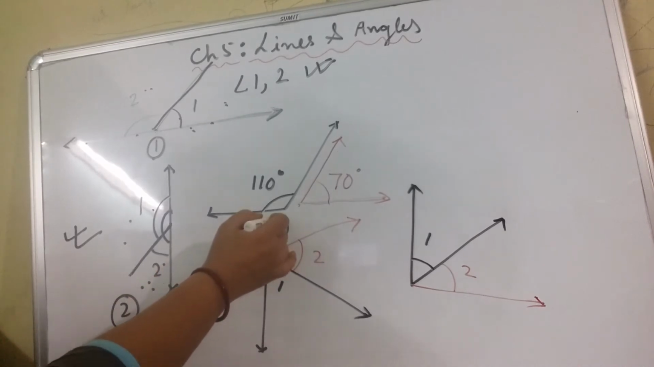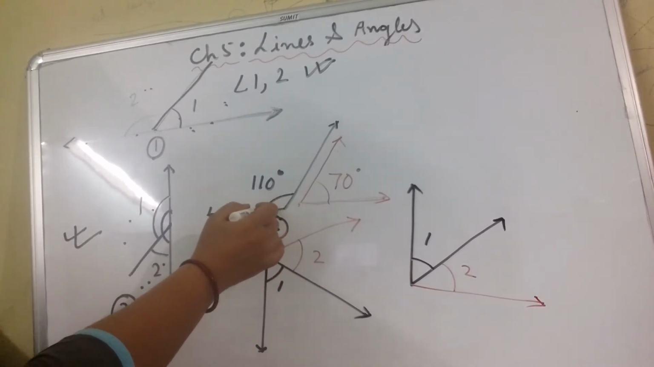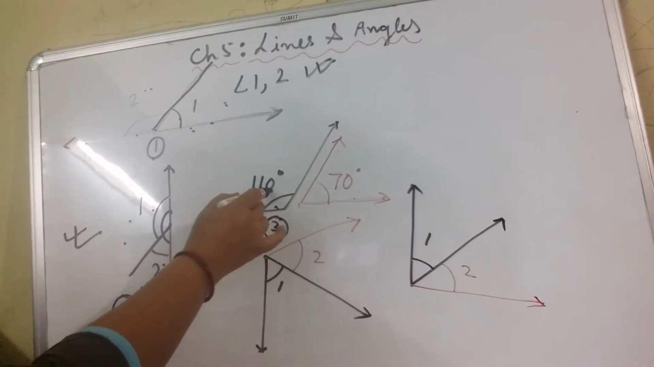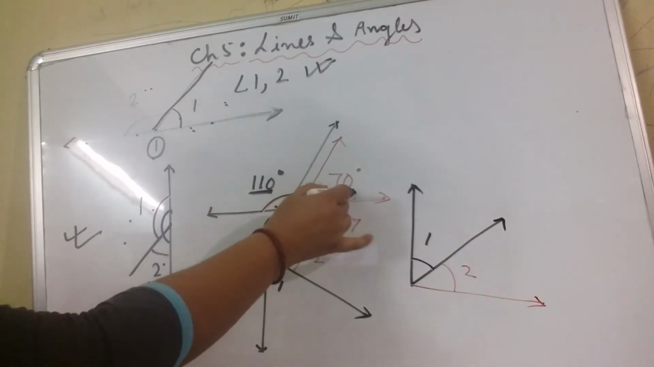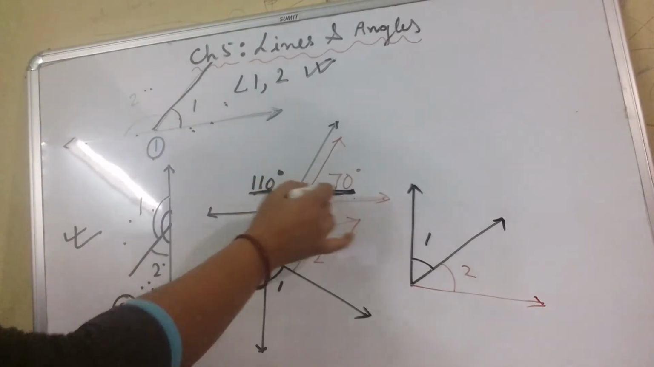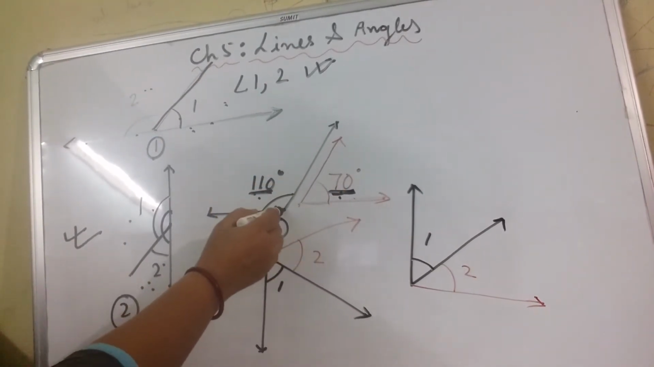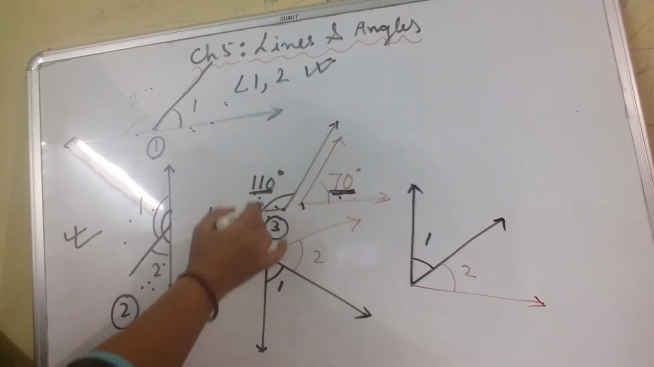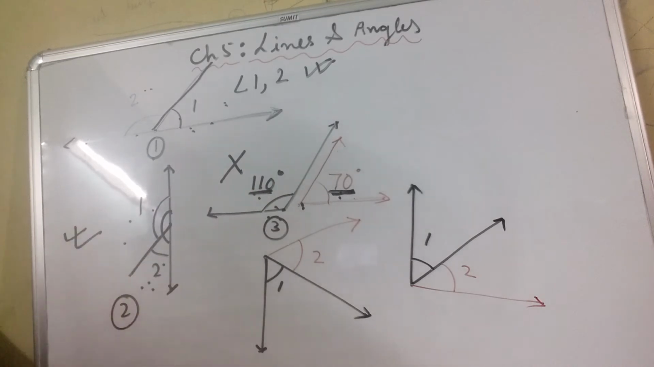Now come to this figure. This angle and this angle are supplementary. 110 plus 70 is 180, but they do not have any common arm or common side. So they are not a linear pair.